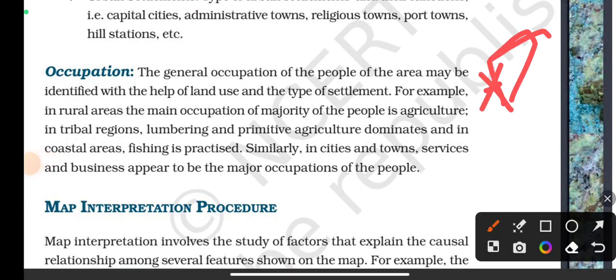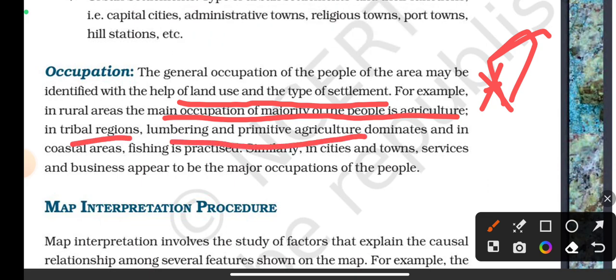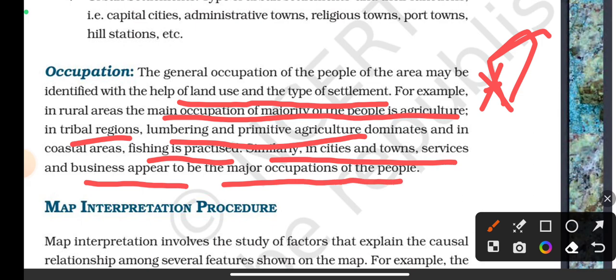Now occupation. You can see this was not mentioned in that frame also. The general occupation of the people of the area may be identified with the help of land use and the type of settlement. So you can write this in the conclusion part of your map interpretation. What is the occupation? Because you are deriving from those primary informations, you are deriving a secondary conclusion. For example, in rural areas, the main occupation of the majority of the people is agriculture. In tribal regions, lumbering and primitive agriculture dominate, and in coastal areas, fishing is practiced. Similarly, in cities and towns, services and business appear to be the major occupations of the people.